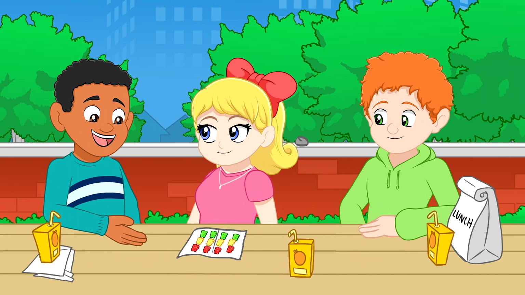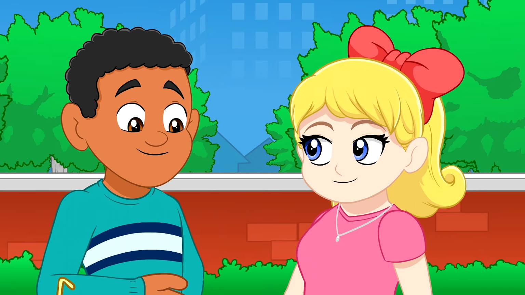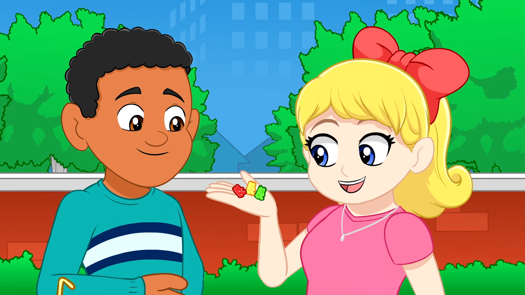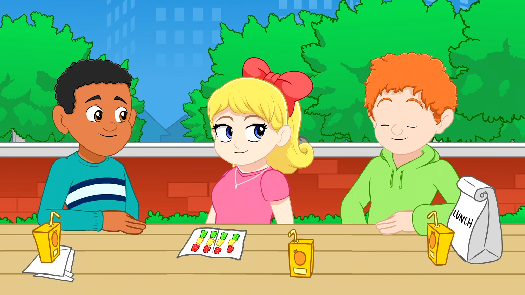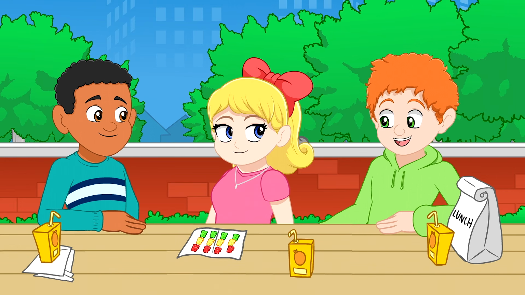What if we divided the gummy bears by different colors? Do you mean divide them by red, yellow, and green? Yes, it looks like 1/3 of them are red, 1/3 of them are yellow, and 1/3 of them are green. Wait a minute, where did you get that they are in thirds?